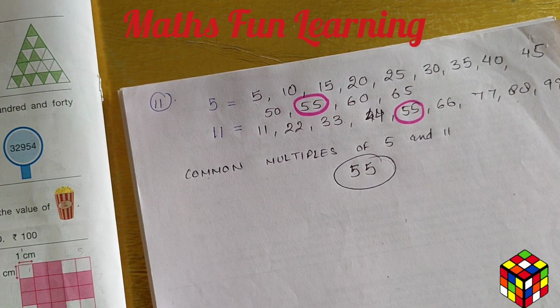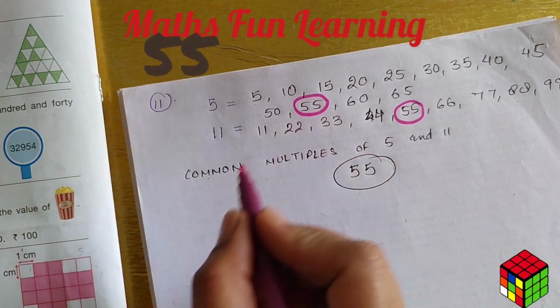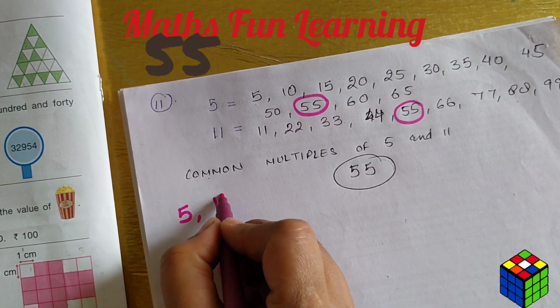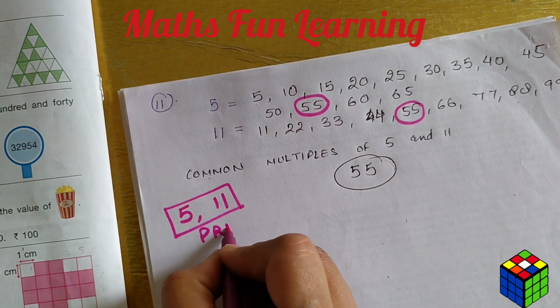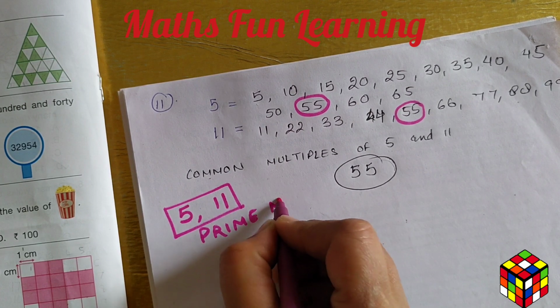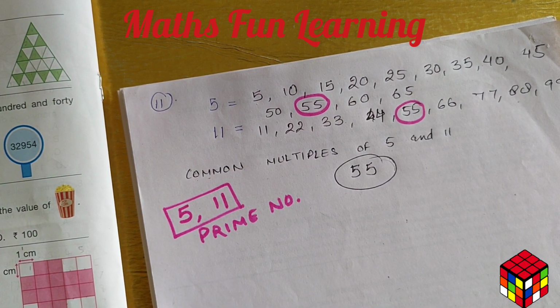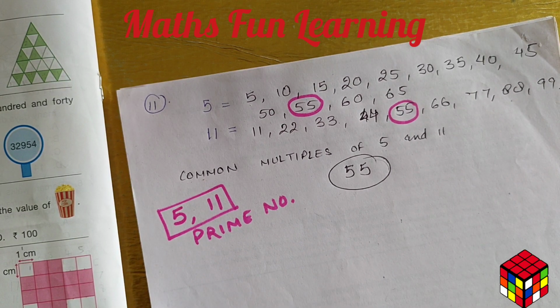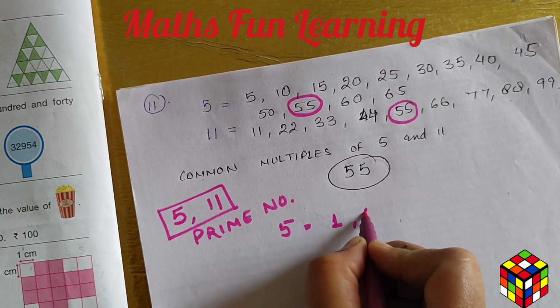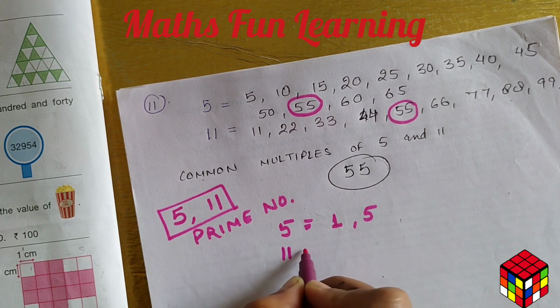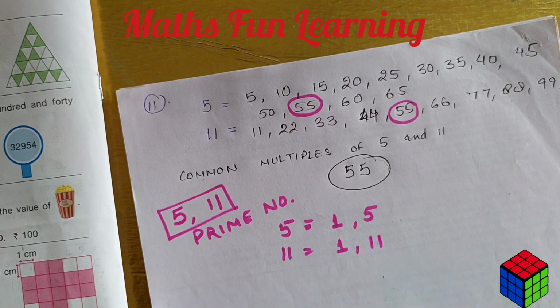Okay, kids, now if you watch here, this 5 and 11 is which type of number? Yes, very good. These two are called prime numbers. What are prime numbers? Prime numbers are the numbers that have only two factors, that is, 1 and the number itself. 11 also has two factors, 1 and 11.